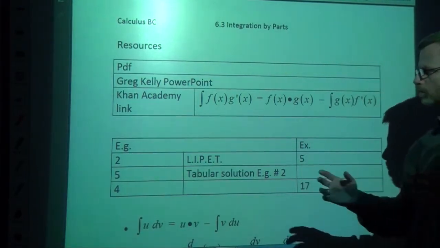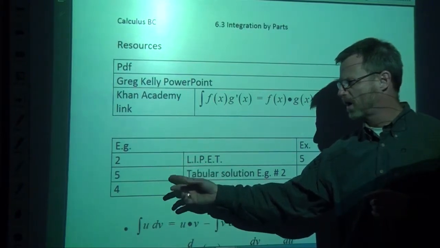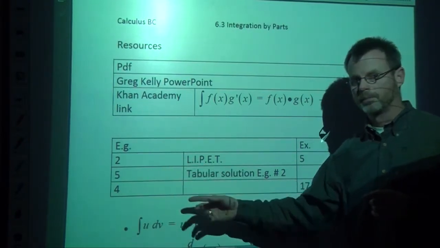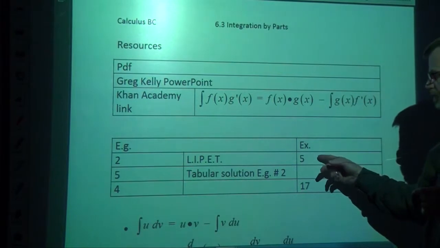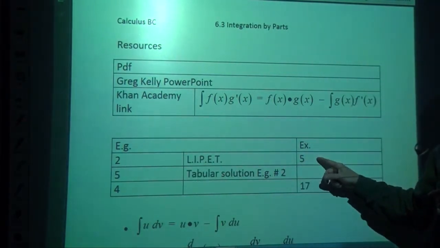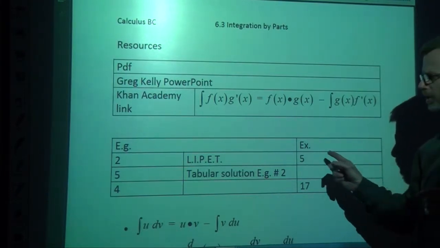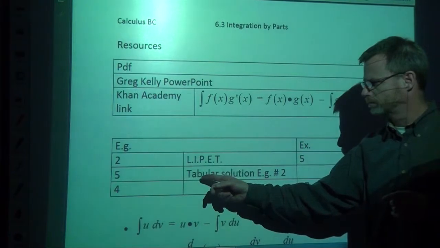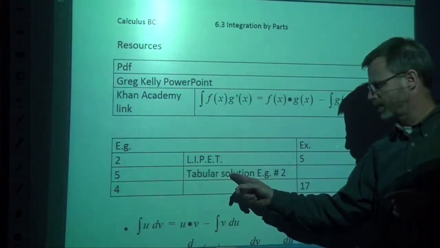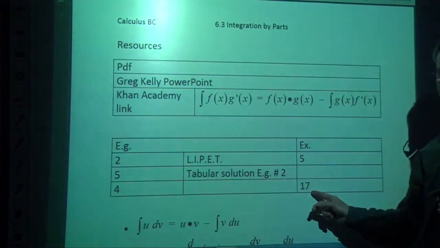In this video we're going to go through 3 textbook examples, 2, 5, and 4. I'm going to ask you to do 2 problems in the exercises. After you do example 2, you're going to do exercise 5. And then we're actually going to do that problem by a different method. And then after you do example 4, we're going to ask you to do problem 17.